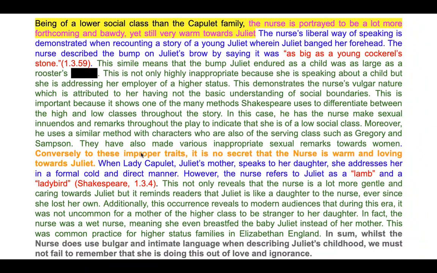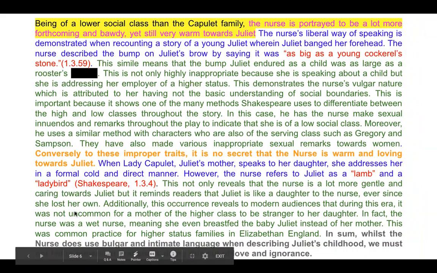Conversely, to these improper traits, it is no secret that the nurse is warm and loving towards Juliet. I needed a subclaim to back up my main claim. So I've used a transition, conversely to these improper traits. When Lady Capulet, Juliet's mother, speaks to her daughter, she addresses her in a formal and cold, direct manner. However, the nurse refers to Juliet as a lamb and a ladybird. This not only reveals that the nurse is a lot more gentle and caring towards Juliet, but it reminds the reader that Juliet is like a daughter to the nurse ever since she lost her own.